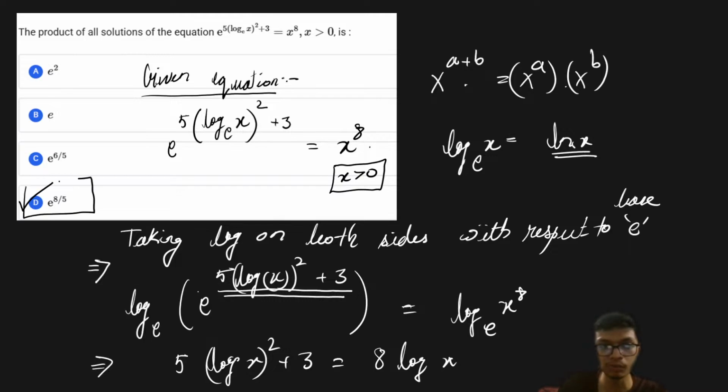I hope this part is clear to all of you. Please let me know in the comments or in the live chat if this is clear or not. If something is not clear, you can tell me and I will repeat it again. All right. So let us proceed with the next part.